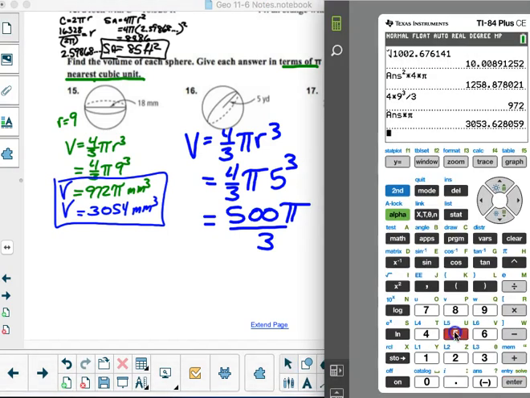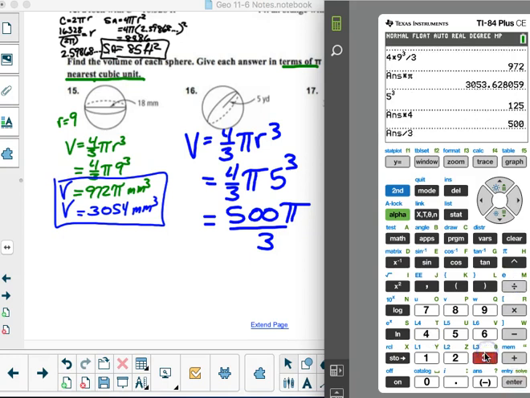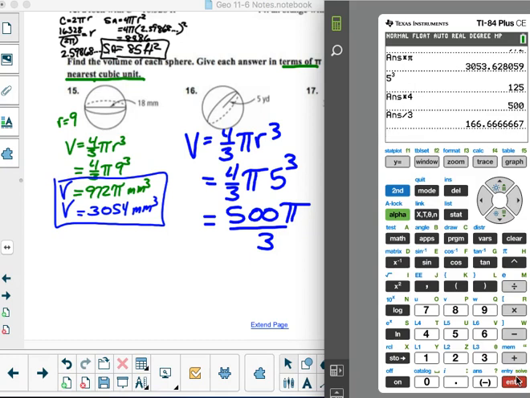So we're going to be looking at 5 raised to the 3rd power, which is 125, okay, times 4, which is 500, okay, divided by 3. Now we do that, and it's 166.667. But if we're going to leave it in terms of pi, it's really 500 pi over 3. Now, I'm going to take that number, multiply by pi, and I have 523.59875.